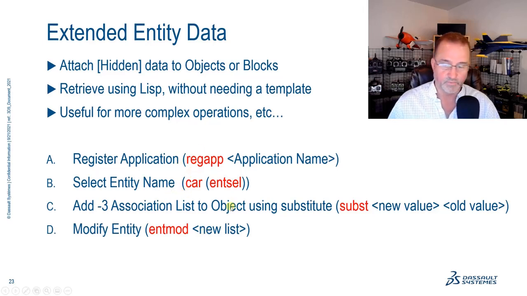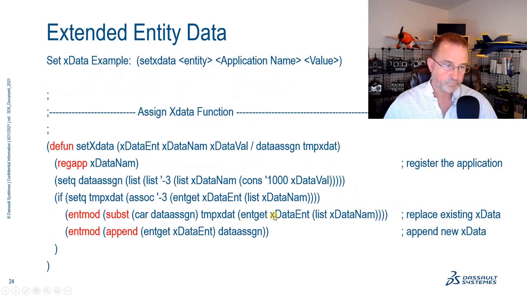The reason I'm just going to run through this is because I've written an example for you that does all this in one function, so you don't have to really know the whole sequence of events. So this is how it works. Basically, I'm going to create a Lisp function called setXData. I'm going to use an entity that's been selected. I'm going to give it a name, and then I'm going to associate the value.